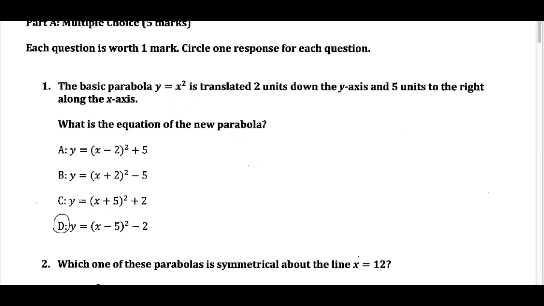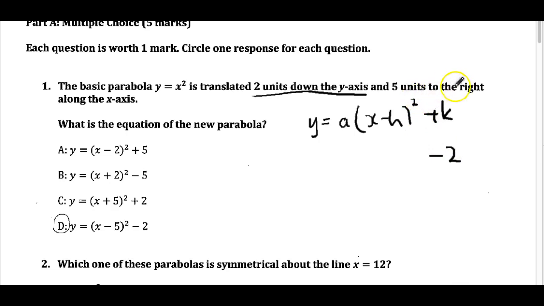Okay, so first question: the basic parabola y equals x squared is translated 2 units down the y-axis and 5 units to the right along the x-axis. Our basic parabola in turning point form is y equals a(x minus h) squared plus k. The k tells us whether it goes up or down, and h tells us whether it's left or right. Here it said 2 units down, so k is -2, and 5 units to the right, so your h is 5.